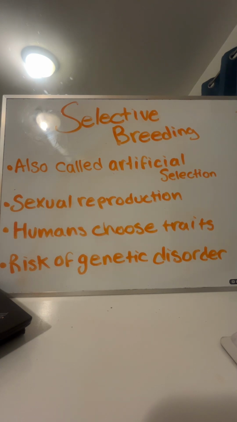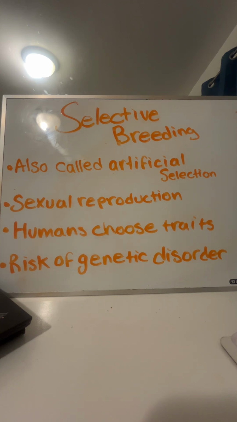So if you see the word artificial selection on a test, don't forget that it's the exact same thing as selective breeding. Selective breeding happens through sexual reproduction. Sexual reproduction is also meiosis. Don't forget that as well. Reproducing sexually means that you need two parents and you need to have intercourse.